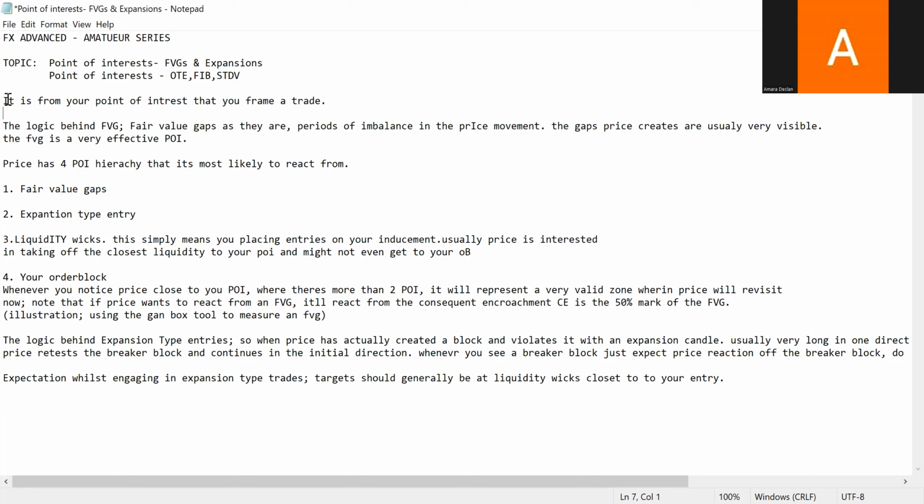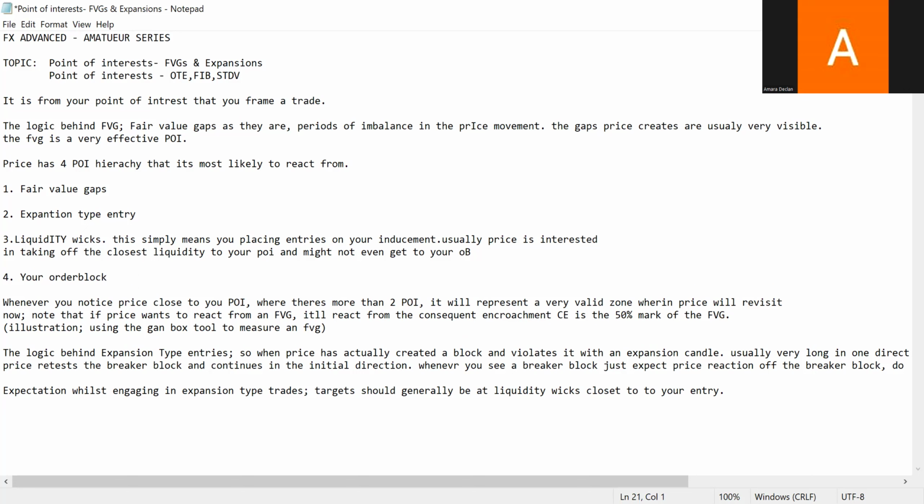Then we have the order block, which we treated last week, which we said is the last candle before an expansion. So whenever you notice price close to your point of interest, where there is more than 2 points of interest, it will represent a very valid zone where price will visit. We'll look at what that means on the chart. Note that if price wants to react from a fair value gap, it will react from the consequent encroachment, which is the 50% mark of the fair value gap. I'm going to show us how that looks, although that's not really important.